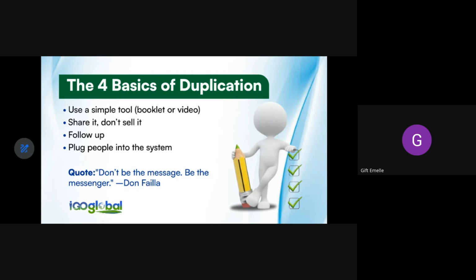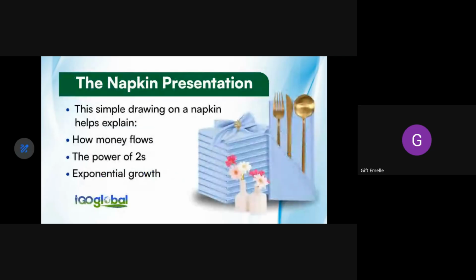This is one of the plug and plays of IGO Global International. Allow the system to do the talking for you. Invite them to presentations like this. There are group chats, your team chats, your training materials. Just plug them into the system. And when people follow a system, everything becomes repeatable, predictable and simple to duplicate, guys. Don't be the message, be the messenger. That is how it rolls in this business called the network marketing business.